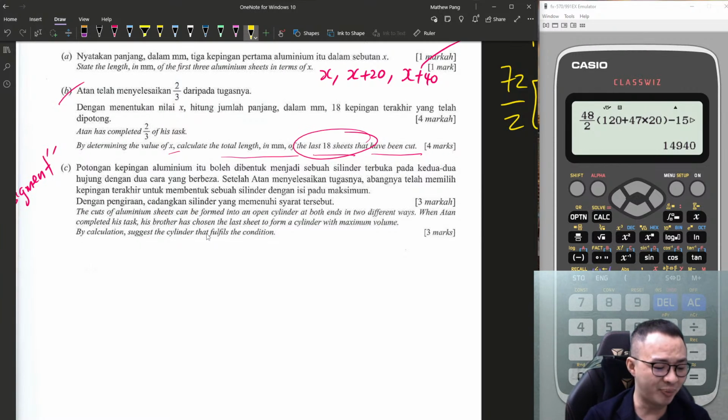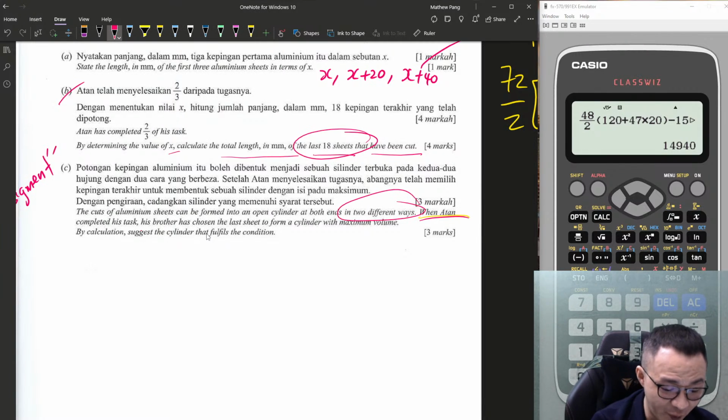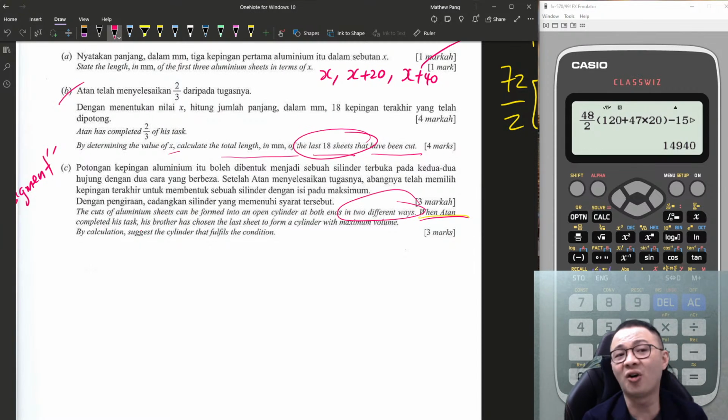When Atan completes this task, so right now he has completed already, you know. Complete means what? He has already cut out all the 72 pieces of it. So his brother has chosen the last sheet to form the cylinder with the maximum volume. So they want the two different ways, and by calculation, suggest the cylinder that fulfills the condition.